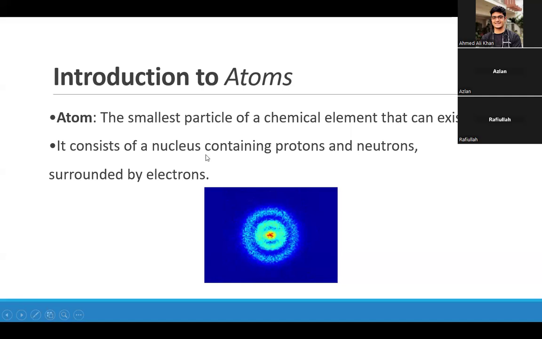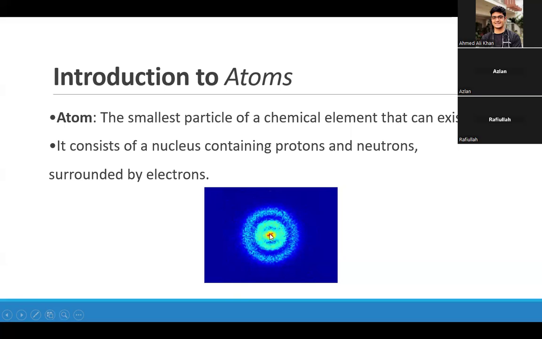It consists of two parts. It has a central nucleus and a cloud of electrons. So right here, this blue picture which you can see is an actual picture. This is actually the first ever picture of a hydrogen atom, which has been visualized using very sophisticated imaging techniques and microscopes, a special type of microscope known as a scanning tunneling microscope.